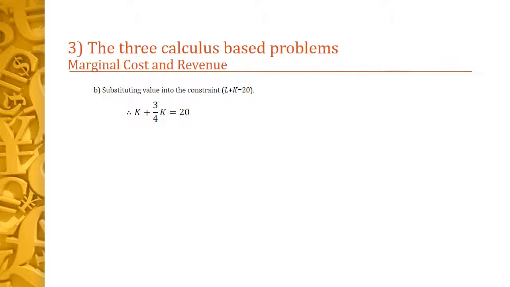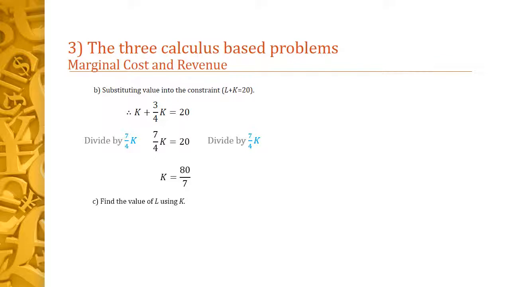Now that we've gotten up to this stage, we must substitute the 3/4 K into the constraint for the L variable, and we'll end up with K plus 3/4 K equals 20. Again, using our knowledge of algebra, we'll know that 1K plus 3/4 K equals 7 on 4K. So that's what we need to divide both sides by, which will leave us with K equals 80 divided by 7.